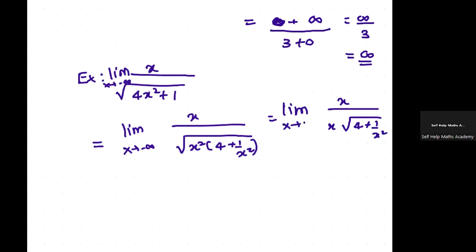And clearly we can just cancel this x and this x. So therefore we are now good to go with substituting the value of x as infinity. This is equal to 1 divided by the square root of 4 plus, if I substitute infinity, this value will be 0. So hence 1 divided by the square root of 4 is simply 1 over 2. This is the value. Okay, so like this we can solve the examples which involve infinity in the given example.